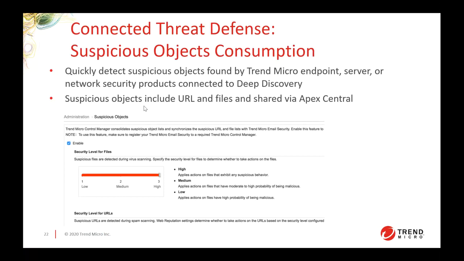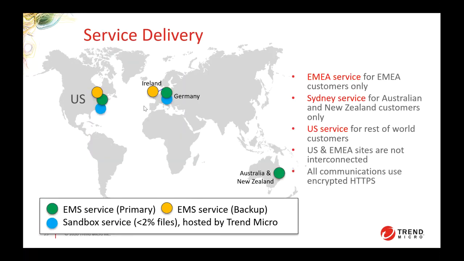And the suspicious object consumption. Suspicious object means how many 0-day samples you received in the email security product. So you will get the complete details, how many 0-day attacks happened and how many submissions happened to the sandboxing solution from your email security products.